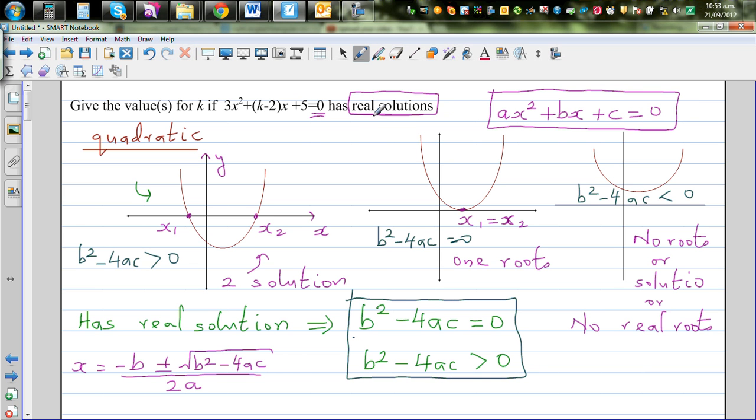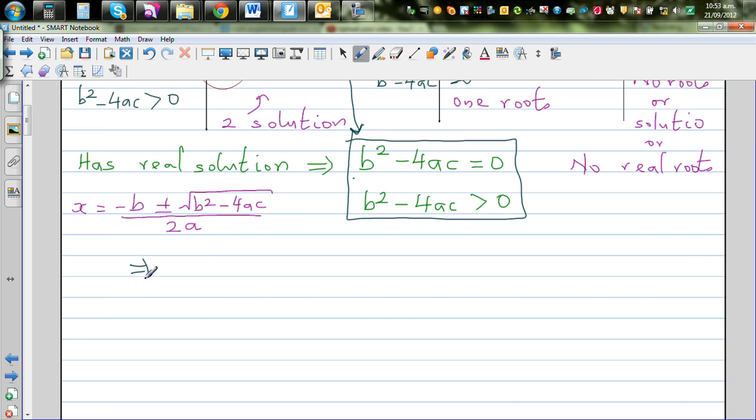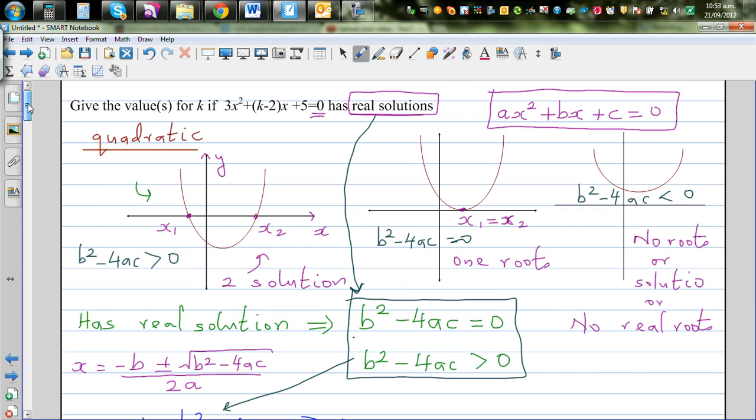Okay, so mathematically or algebraically, you can write this together like this: b squared minus 4ac is greater than or equal to 0. Now we need to determine what is a, what is b, and what is c. This is a, this is b, and this is your c. Let's put that in the equation.